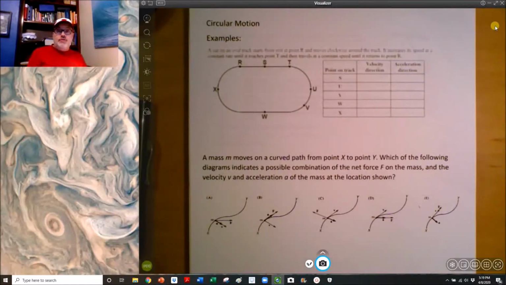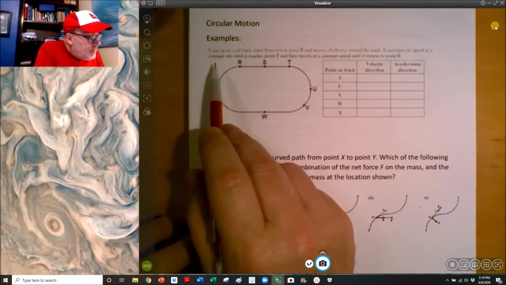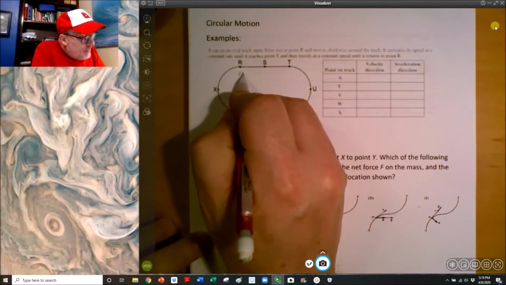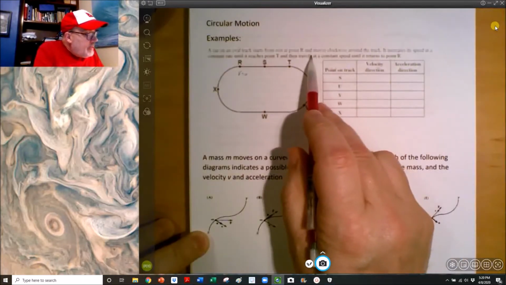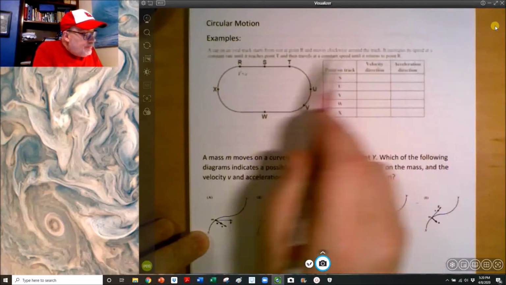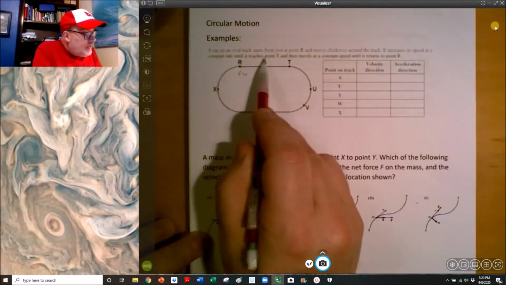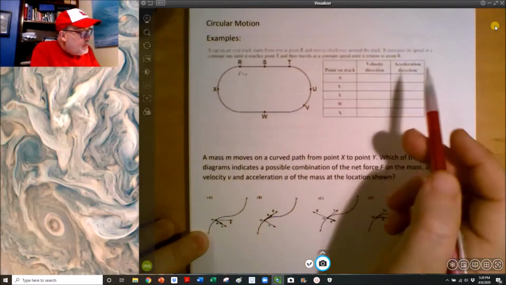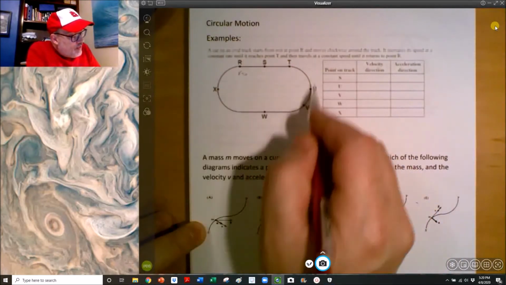All right, now that you've had a chance to work these out on your own, let's go through and work them out together. So our first problem says we have a car on an oval track. It's at rest at point R, so its velocity is 0 right here, and then it moves counterclockwise around the track. It increases its speed at a constant rate until it reaches T, and then it travels at a constant rate until we get to point R, back around the track.